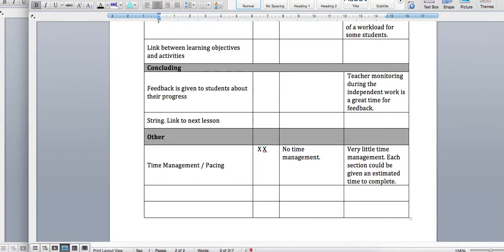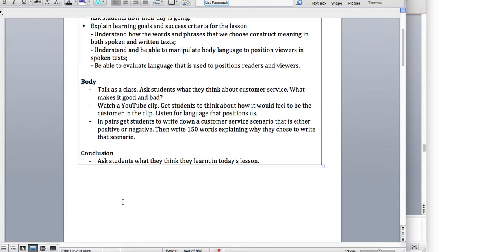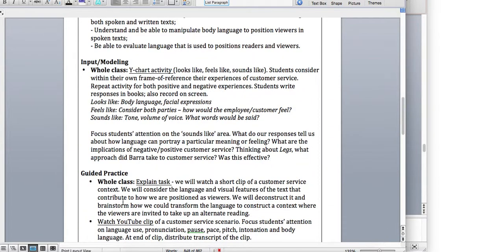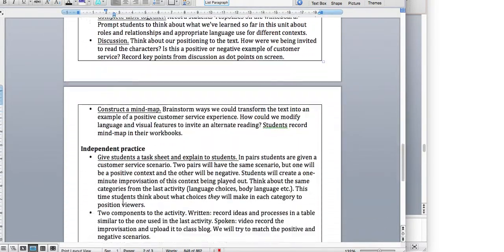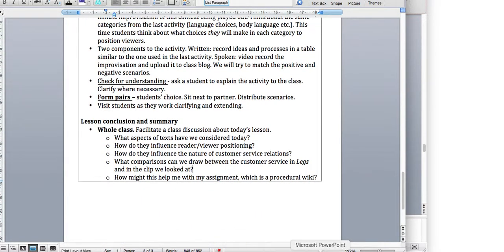All right, so that was that activity that we did. And hopefully you had a go yourself and picked up some of the same things. If you had any other ideas that you wanted to talk about, feel free to email me and we can have a chat about that.